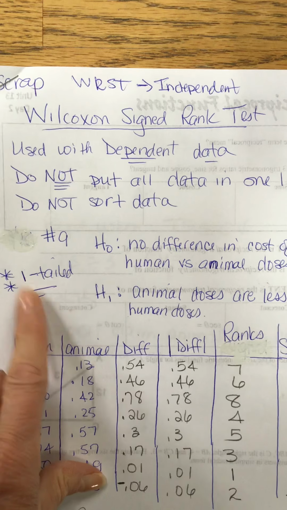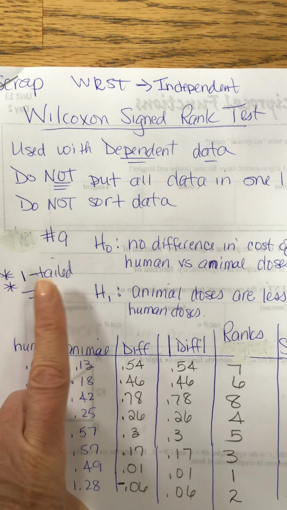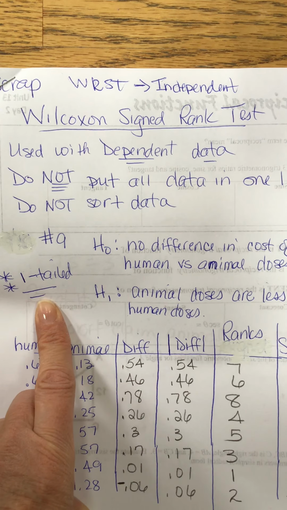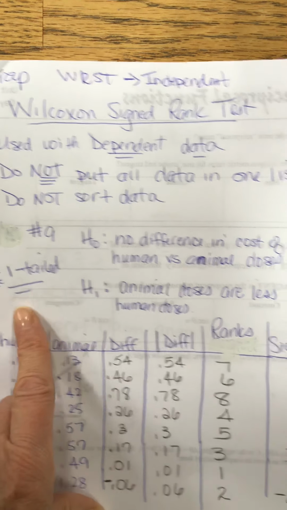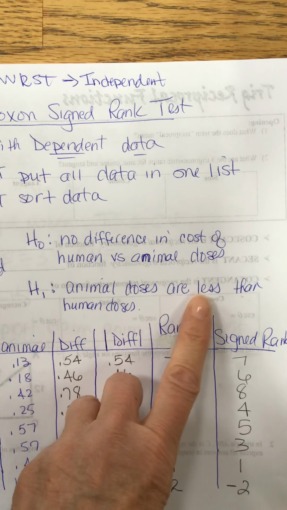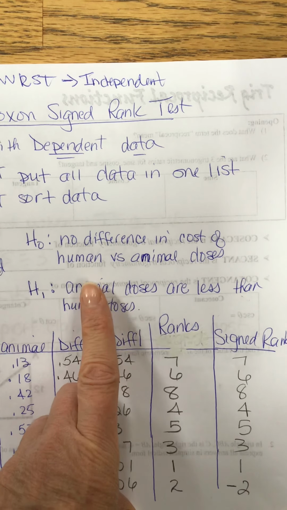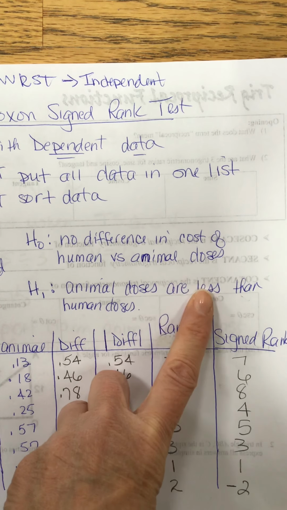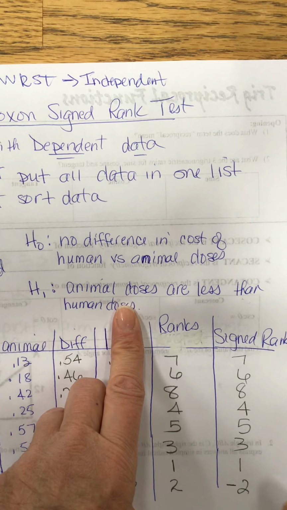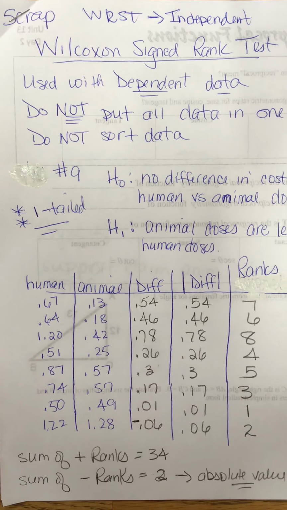And this is the first time we've seen a one-tailed test with Wilcoxon. You can have a one-tailed test, we just haven't yet. So here, you can write this two different ways. I wrote it as animal doses cost less than human doses. You could put human doses cost more than animal doses. It's up to you. And then here's the problem, I just copied it.